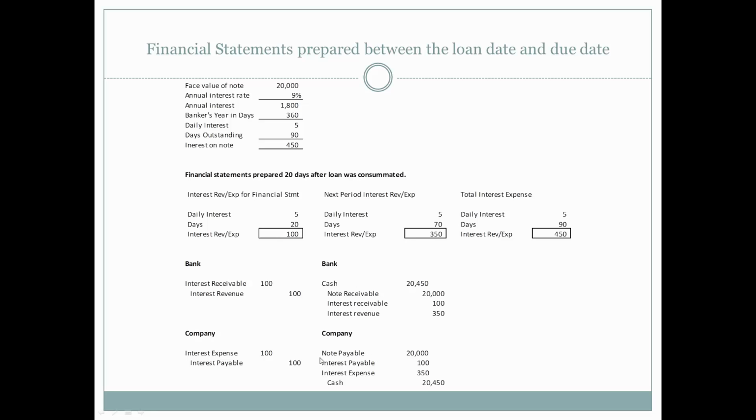The company will have a similar set of entries, just named different things because it's a different type of transaction for the company. It will no longer have the note payable. It will no longer have the interest payable. So the interest payable was originally credited. Now we're debiting it and zeroing it out. It will recognize the interest expense for this period, and it will be paying out cash in the amount of $20,450.